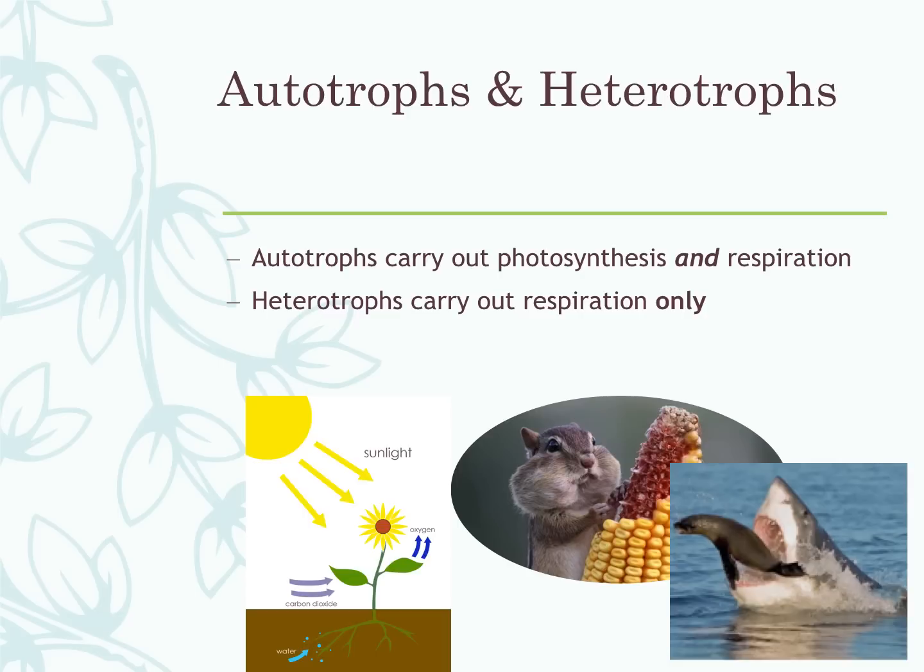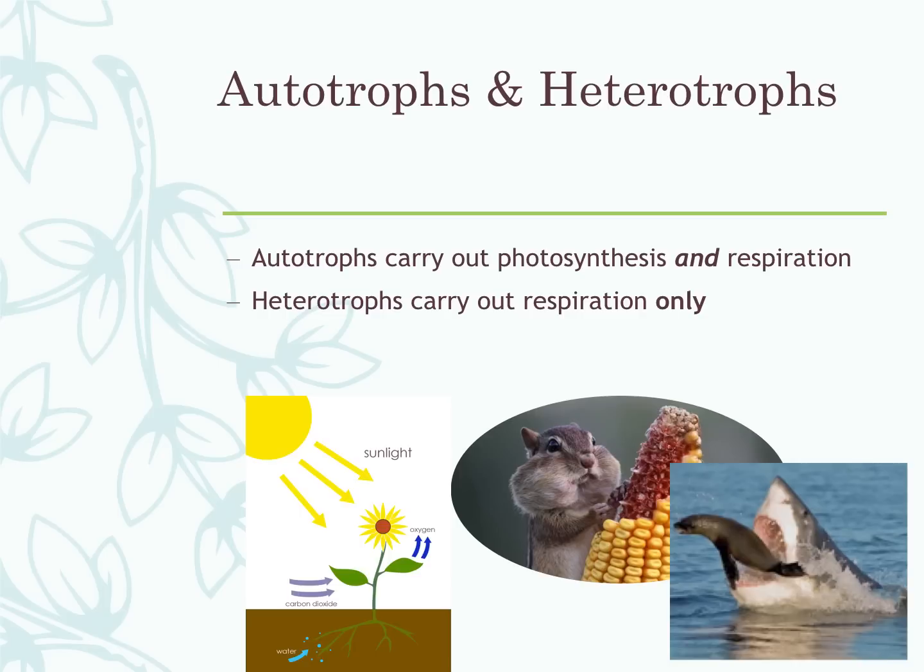The two types of organisms that we're going to be discussing are autotrophs and heterotrophs. Now, those are vocabulary words and you need to know what they mean. Autotrophs carry out photosynthesis and respiration. Autotrophs make their own food. For the purposes of this discussion, this will be plants that we'll talk about.